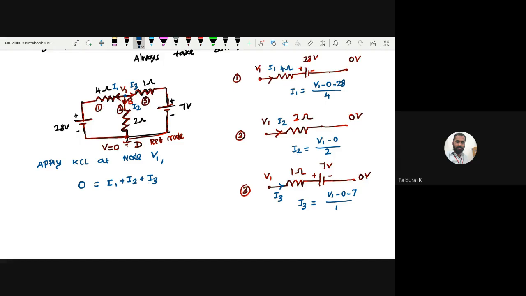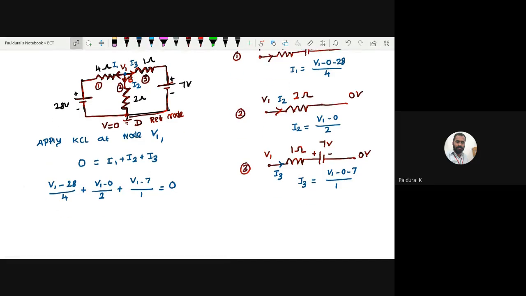So I have written I1 plus I2 plus I3, where I1 is V1 minus 28 by 4, I2 is V1 minus 0 by 2, and I3 is V1 minus 7 by 1, which equals 0. That's it. Hereafter, mathematical manipulation will give you V1 equal to 8 volt. Please verify by yourself. But how to develop this KCL equation, okay, this is the nodal equation.